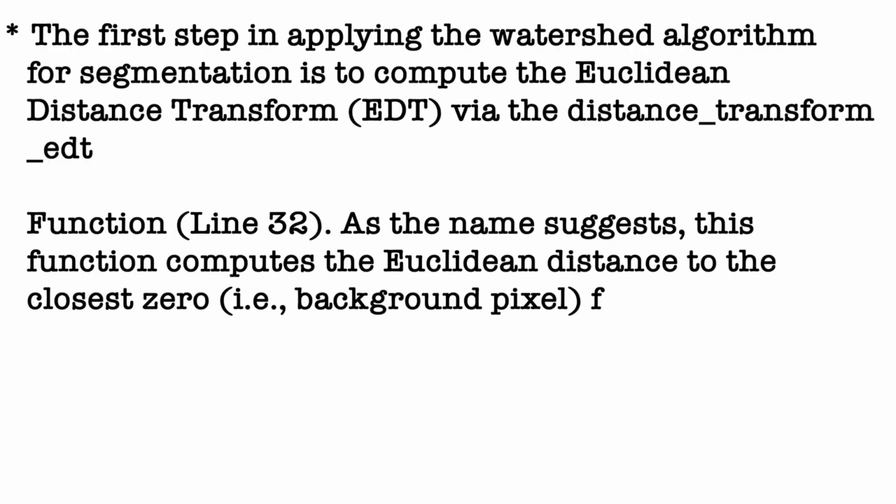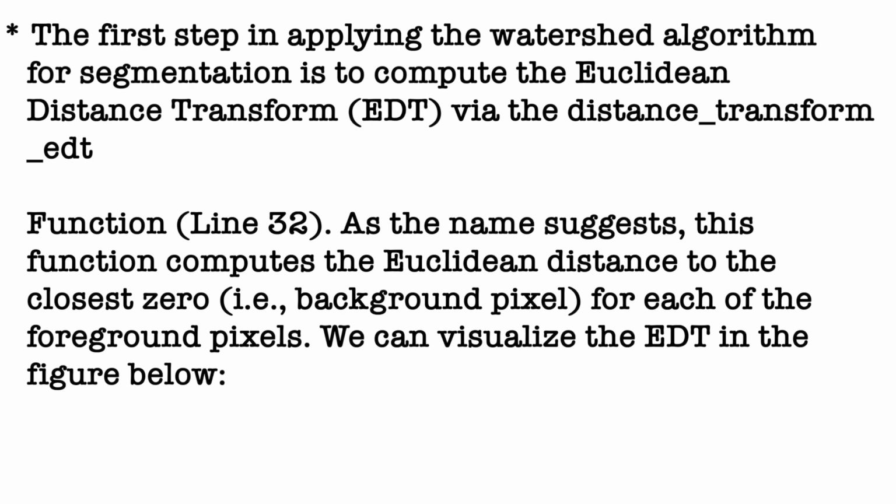The first step in applying the watershed algorithm for segmentation is to compute the Euclidean distance transform, or EDT, via the distance_transform_edt function on line 32. As the name suggests, the function computes the Euclidean distance to the closest zero, that is, background pixel. The closest zero points identify the background pixels. For each of the foreground pixels, we can visualize the EDT in the figure below.